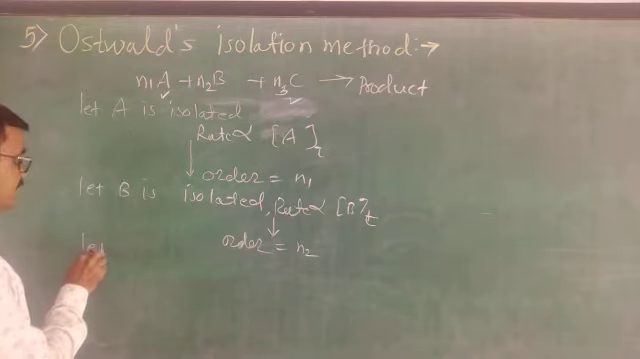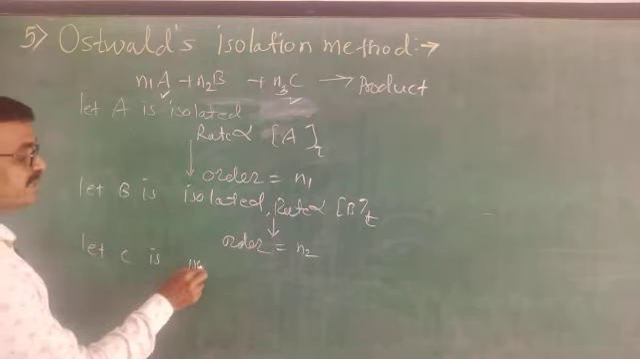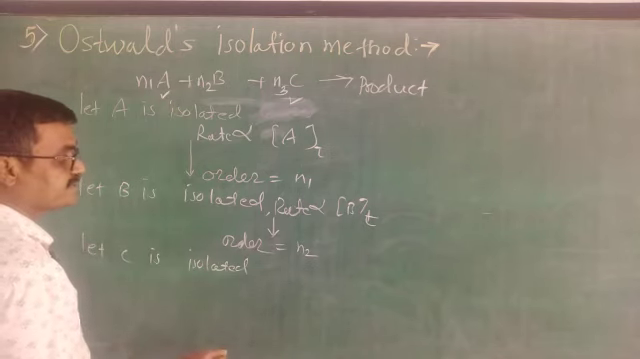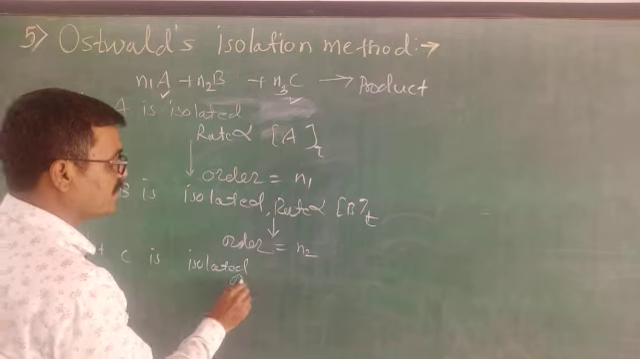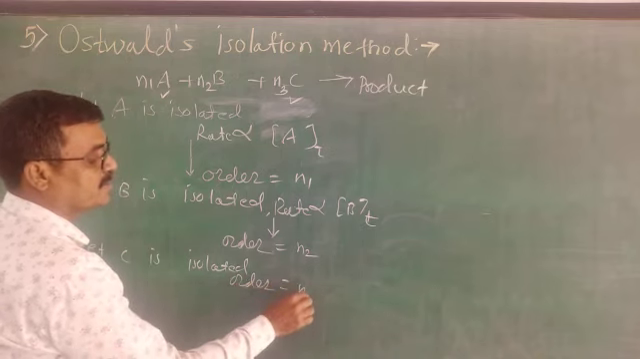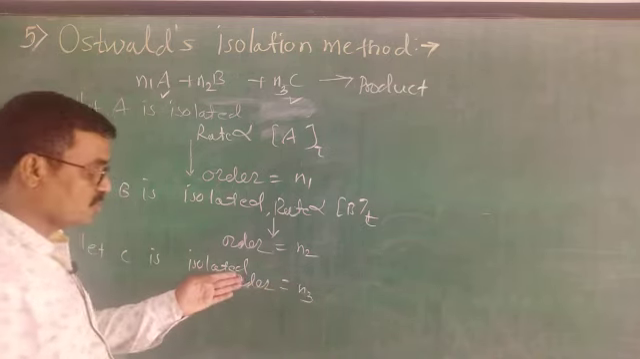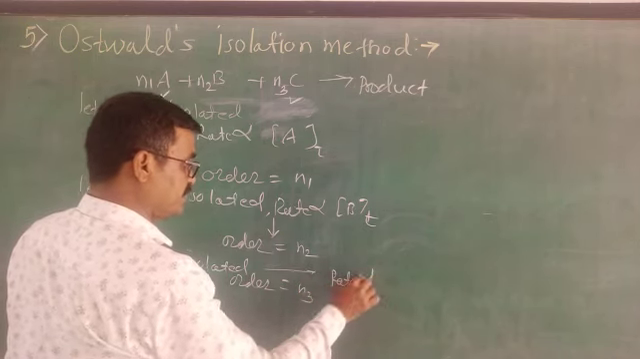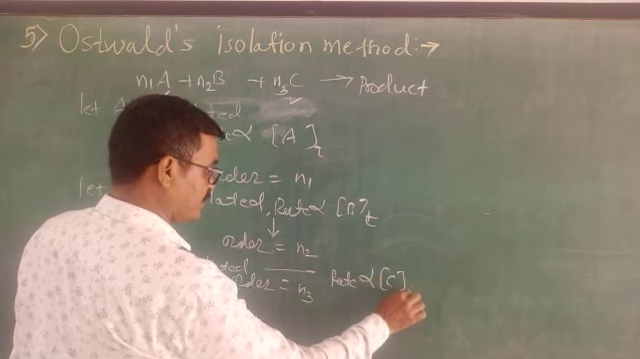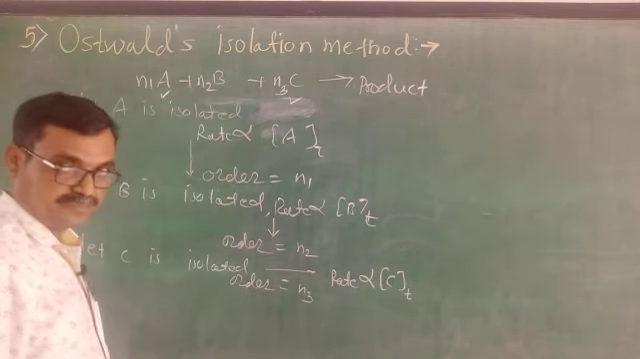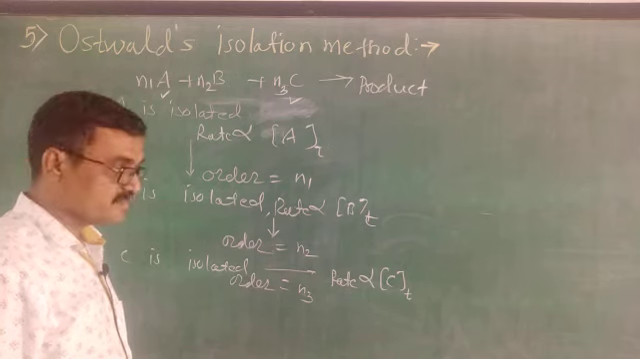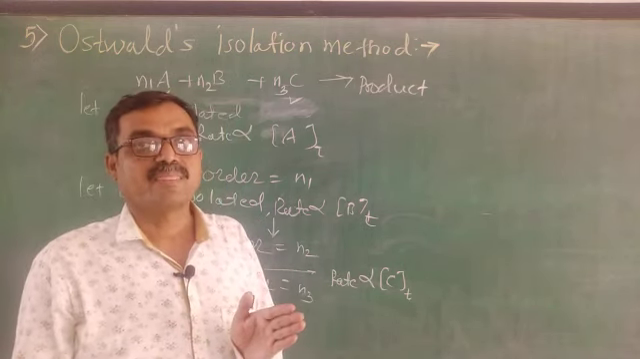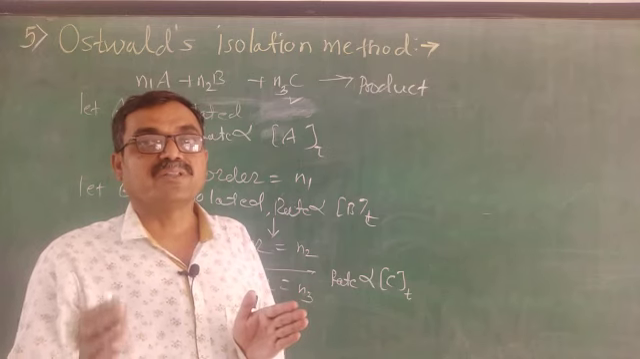Then let C be isolated. Then A and B are in excess. Then find out the order of reaction. Let the order of reaction be n3, because you know for this reaction also the rate is directly proportional to the concentration of C at time t. Okay, it means by isolating reactants one by one, we are able to find out the order of reaction.